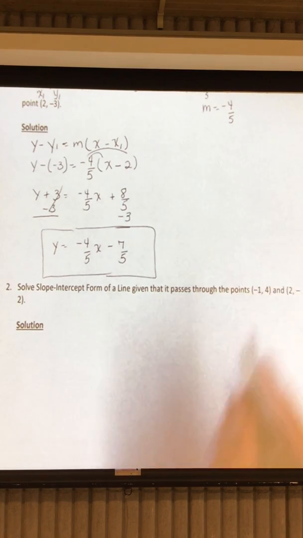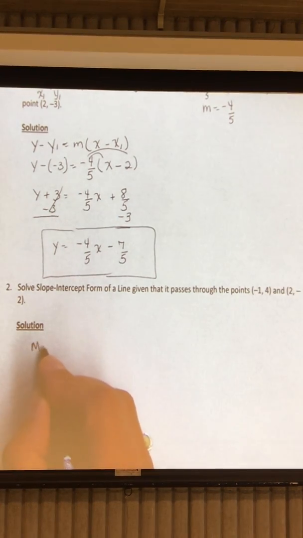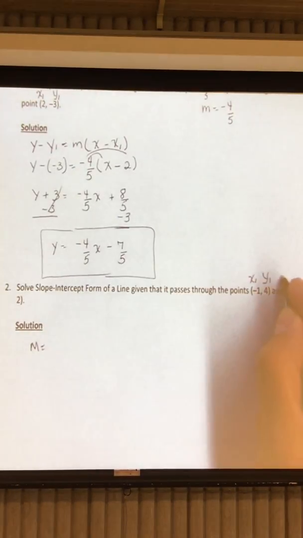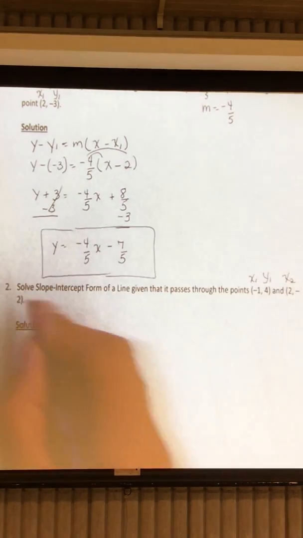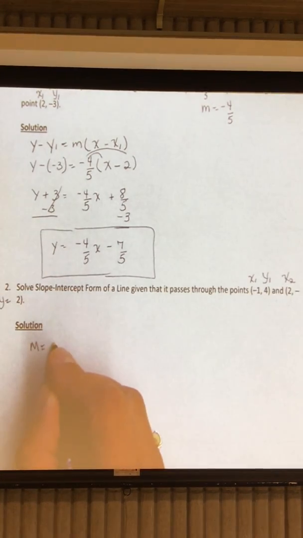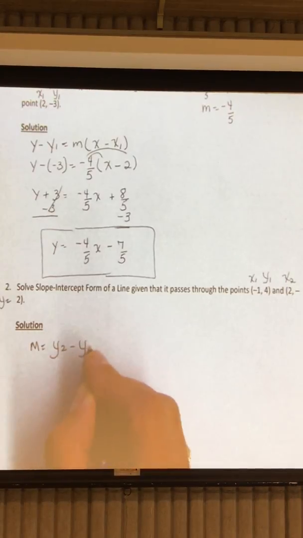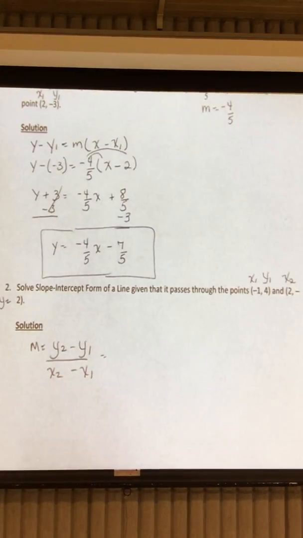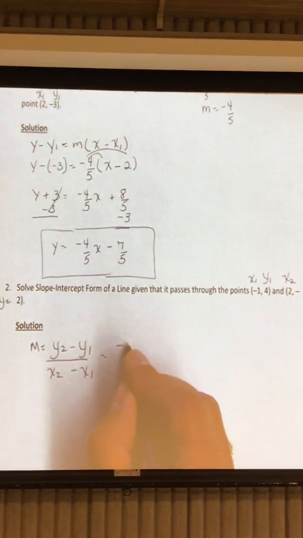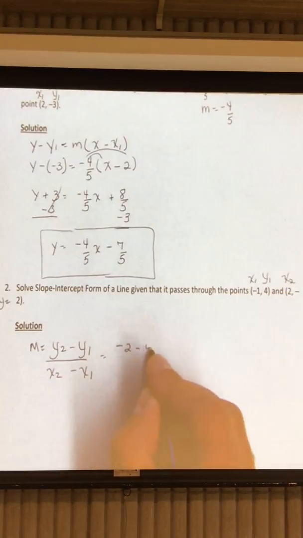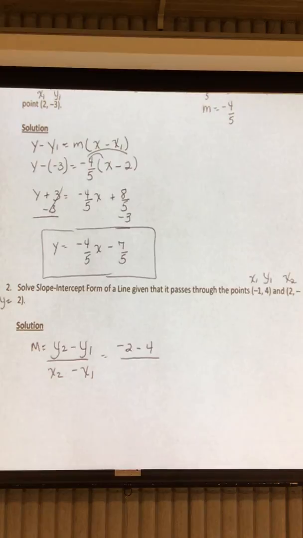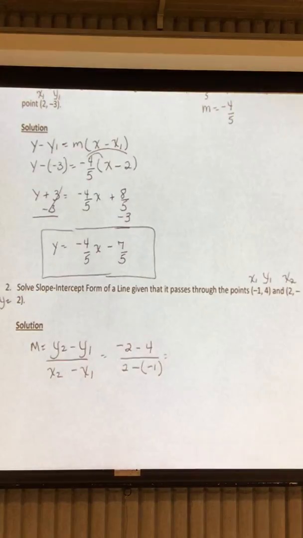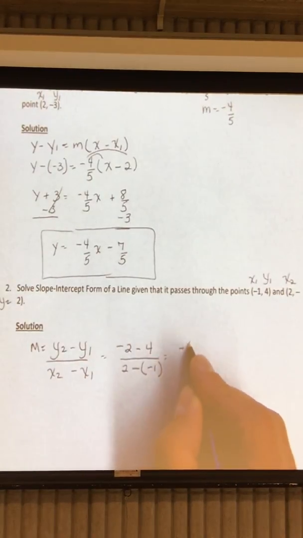So now we first have to find our slope before we find our equation. So let's name our points. The first point is x1, y1, and the second point is x2, y2. So the slope formula is (y2 minus y1) over (x2 minus x1). So y2 is -2 minus y1, which is 4, over x2, which is 2, minus x1, which is -1. So we have -2 minus 4 is -6.